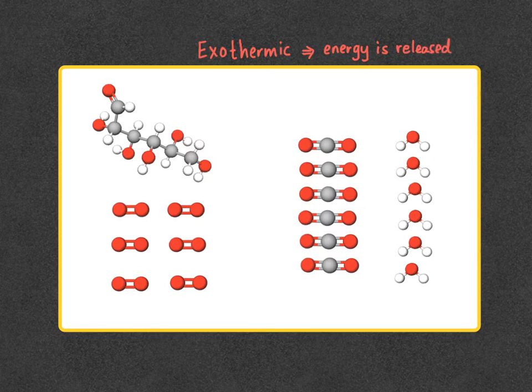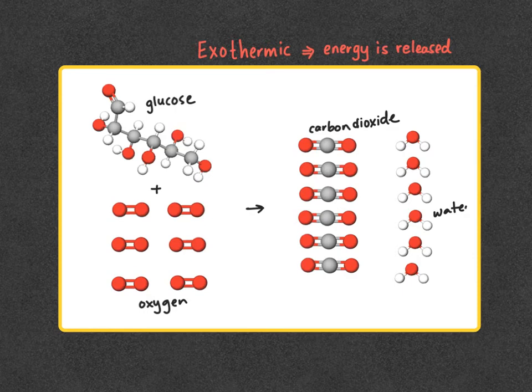So in this reaction, we have our reactants, glucose and oxygen. These combine to form carbon dioxide and water. And when these combine, we also get a net release of energy. This release of energy has to do with the stored potential energy in the chemical bonds of glucose. So in glucose, there's a lot of energy stored in the chemical bonds.